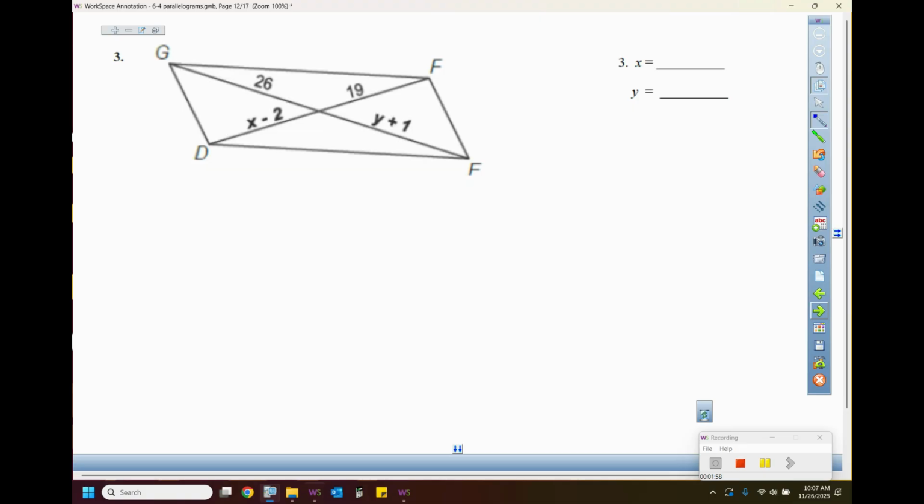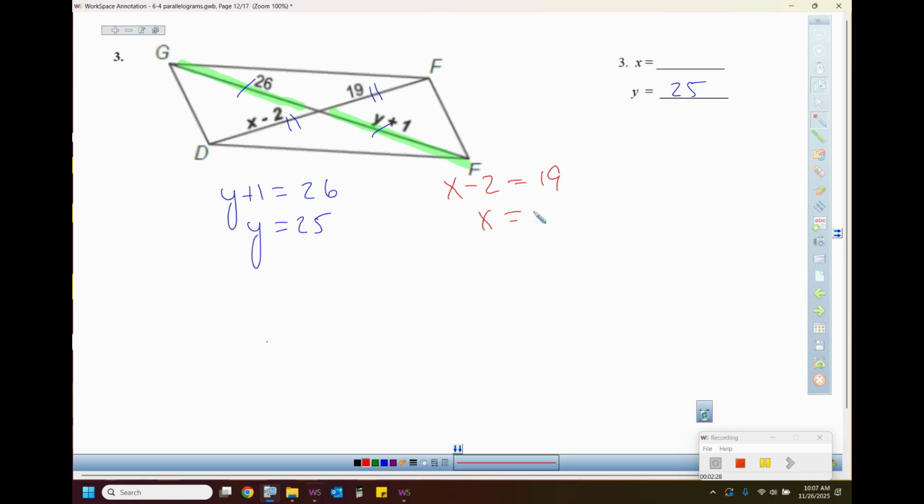And then on the next one, they give me the diagonals. The diagonals bisect each other, so these two green ones right here should be the same, and these two should be the same in that case. So I can take the first one that I had, the y plus 1, and set it equal to 26, because the diagonals bisect each other, and y should equal 25. And then I can do that on my others. X minus 2 should be the same as 19, because those two should be the same. So if I add 2 to both sides, x should be 21.